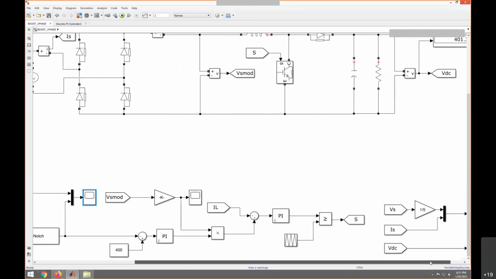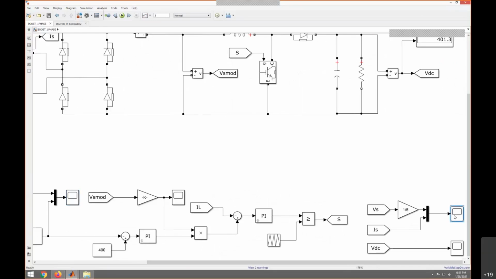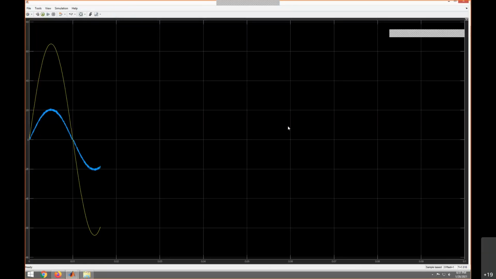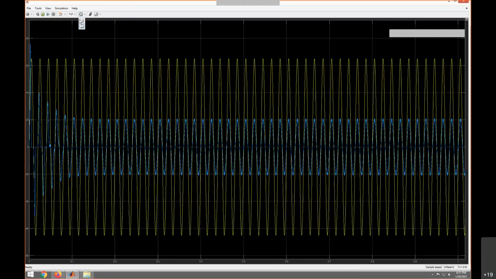Okay, now we can see the voltage and currents. See here, earlier we had this third order harmonic. Now it is removed.